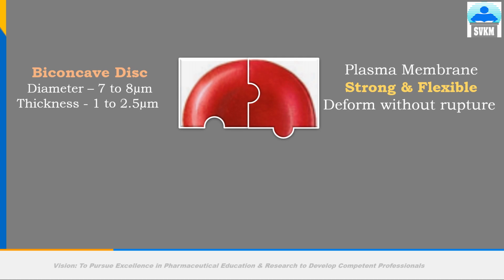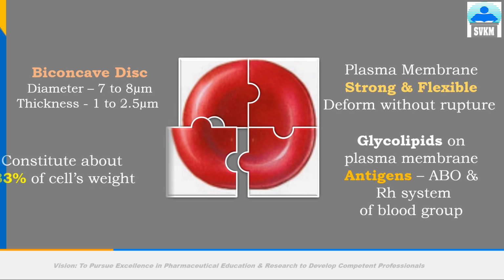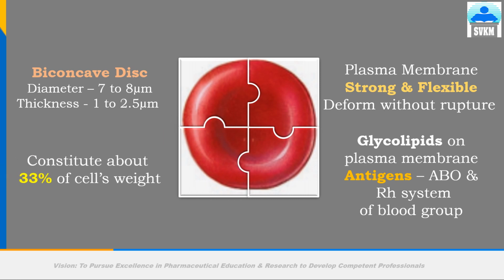The plasma membrane of the RBC is strong and flexible, which allows them to deform without rupture as they squeeze between narrow capillaries. The RBC also contains certain glycolipids on their plasma membrane that are called the antigens that account for the various blood groups such as ABO and RH system. RBC constitute about 33% of the cell's weight.